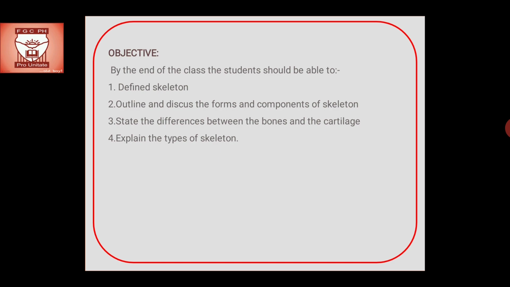What are the objectives of the study? By the end of the class, the students should be able to: number 1, define skeleton. Number 2, outline and discuss the forms and components of skeleton. Number 3, state the differences between bones and cartilages. Number 4, explain the types of skeleton.